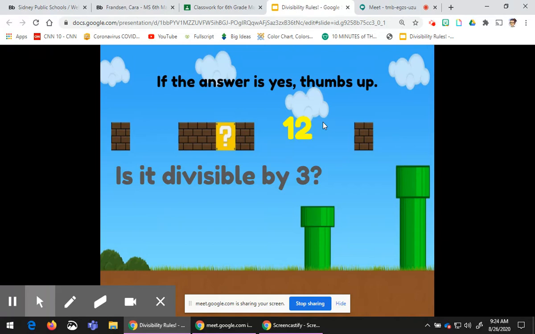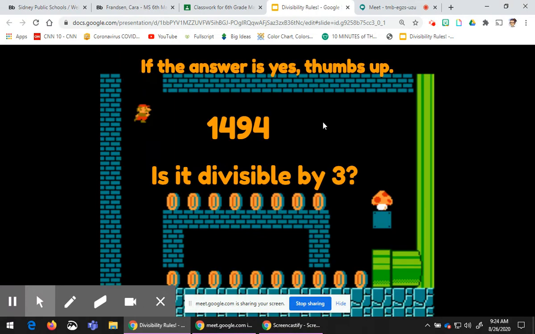Good job. What about 12? Is that evenly divisible by 3? Well, what's 1 plus 2? 3. Does 3 divide 3 evenly? Yes. Thumbs are up. Good job. All right. Now we're in the dungeon on Mario. 1 plus 4 plus 9 plus 4 equals?